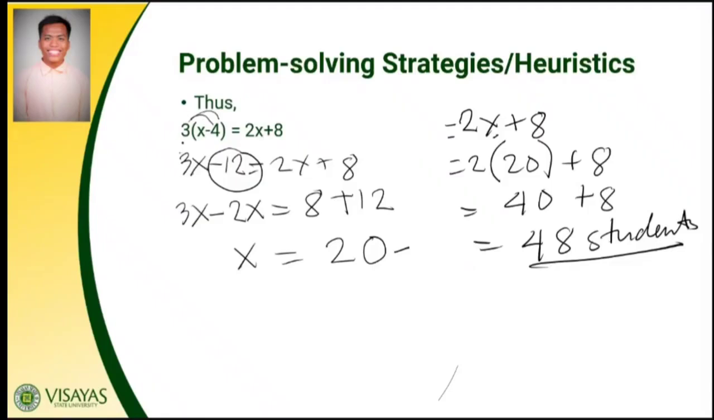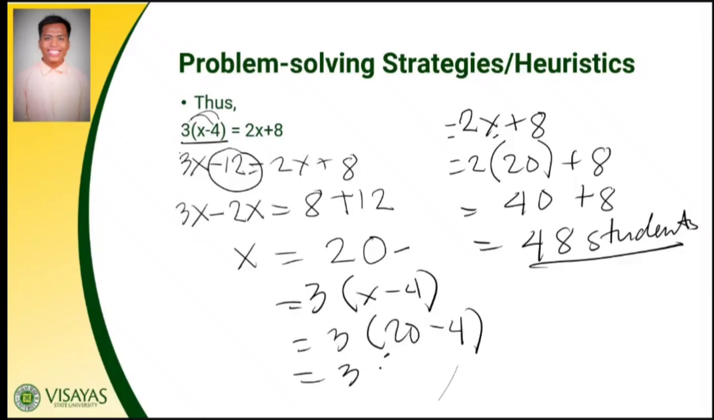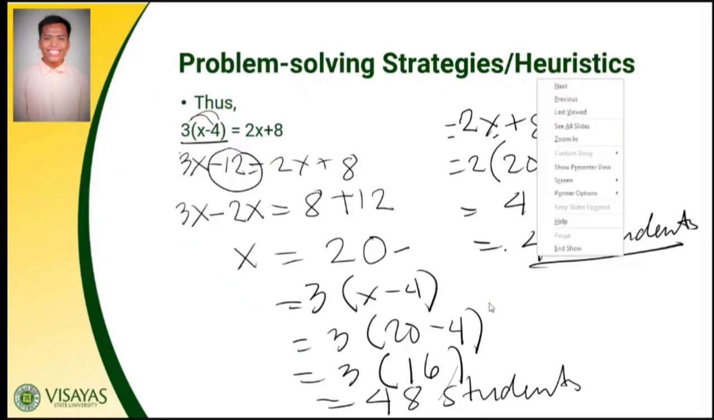If we use the other one, that would be 3x minus 4. So 3 times 20 minus 4, 20 minus 4 is 16, and 16 times 3 is still 48 students. Okay? Did you get it, class? Yes, sir.